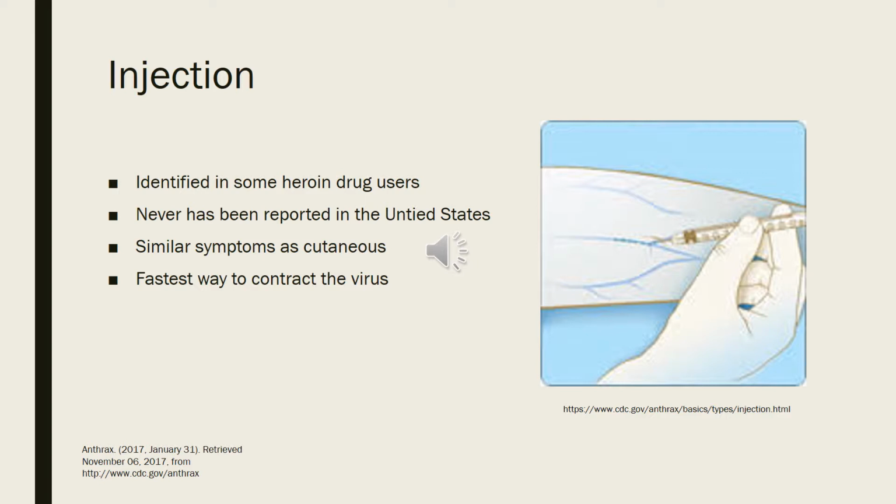So you're pretty much going to get the sores on your arms with the black middle. It's going to be the most deadly because you're injecting it right into the vein or wherever you inject it, and it's going to result in the most deadly form.